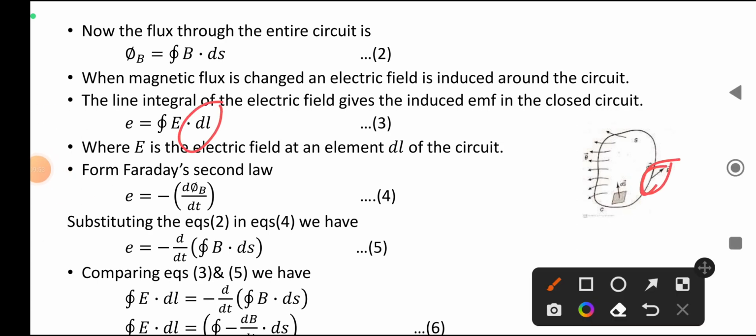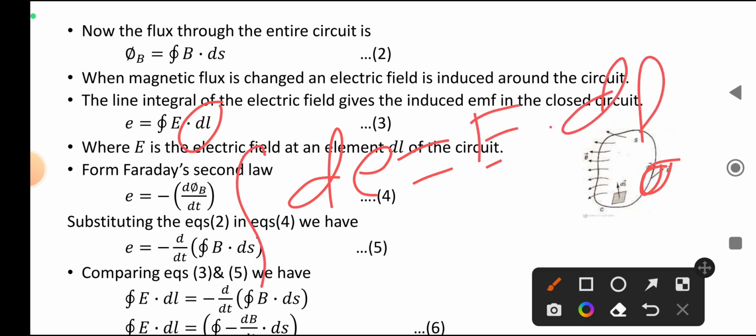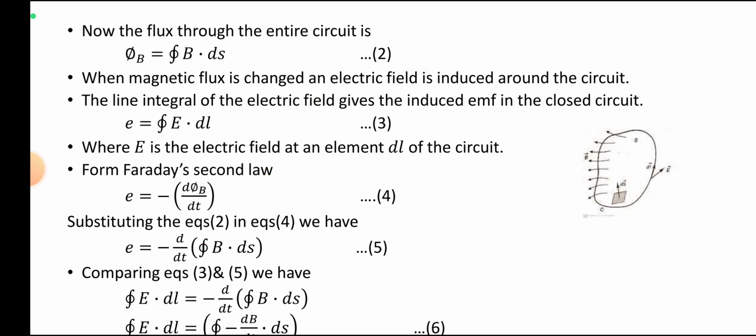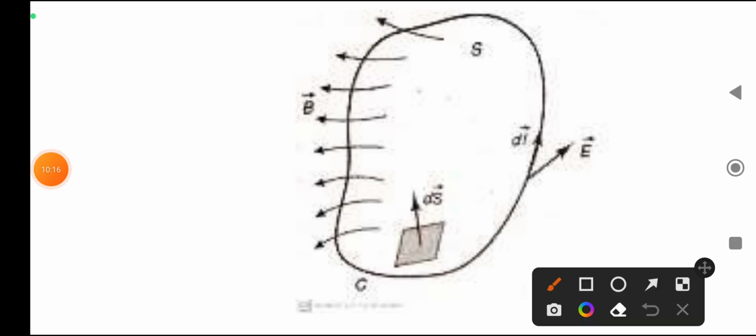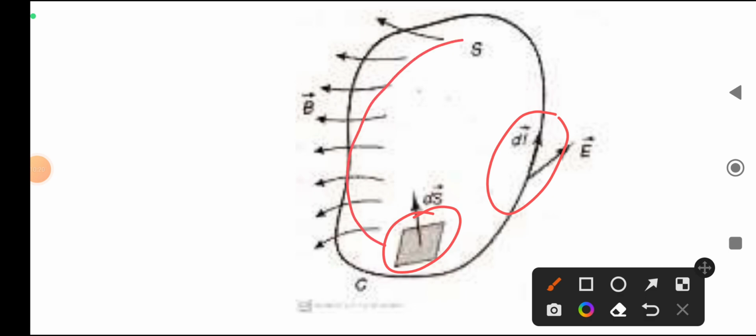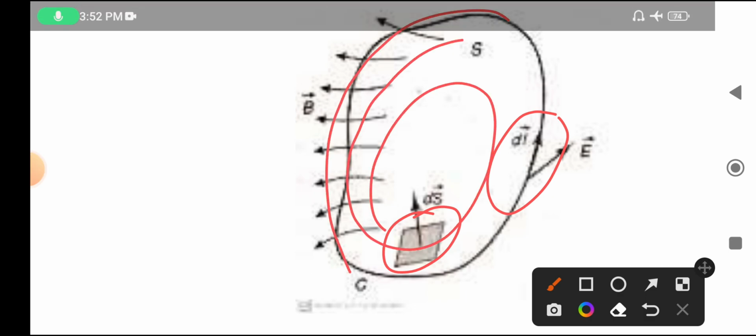In the small length, the small induced EMF is dE equals E dot dl, and if we integrate on either side, the differential cancels, and E is equal to the integral of E dot dl. Like this we got equation number 3. A small length is considered here, just like a small area. The area is in between this circuit, and the length is on the circuit.